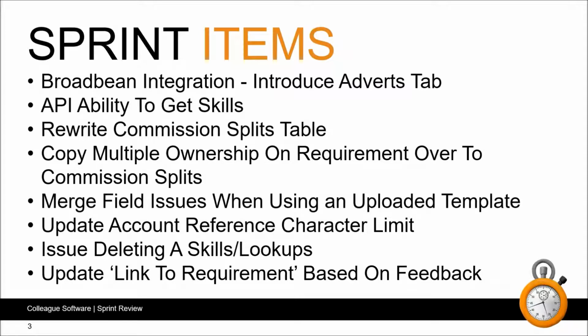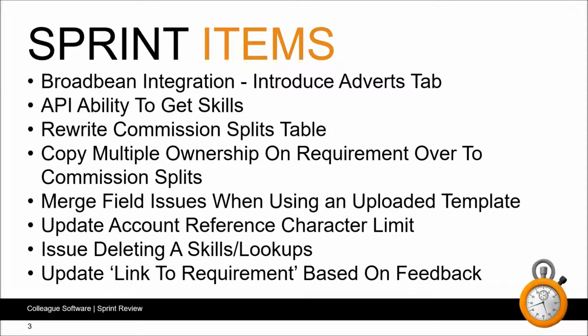We fixed some merge field issues when using the uploaded template. This turned out to be more of a data dictionary clause update rather than something that required coding, but in any case a fix has been applied. We've updated the account reference field so that the character limit is driven by a global setting. We've fixed an issue when deleting skills from a large skill library in admin.